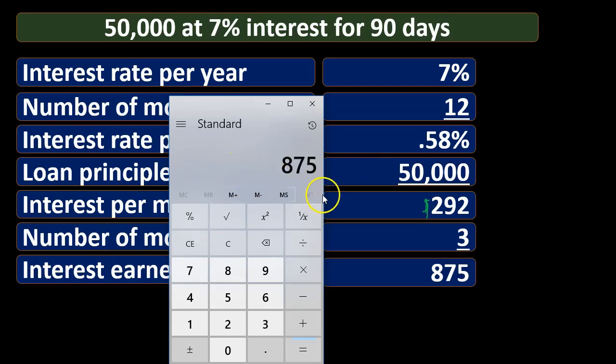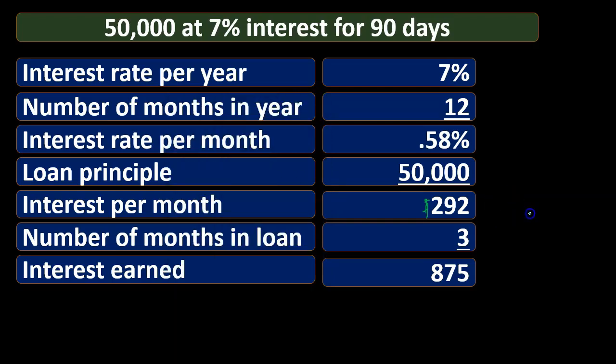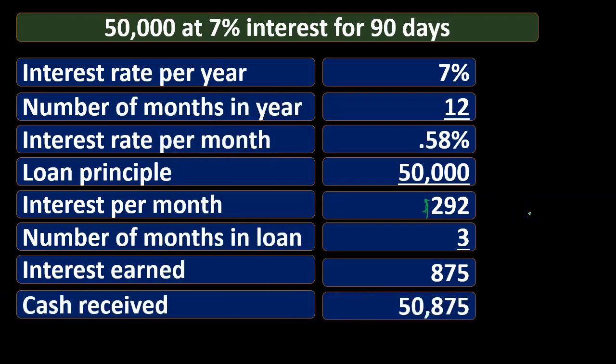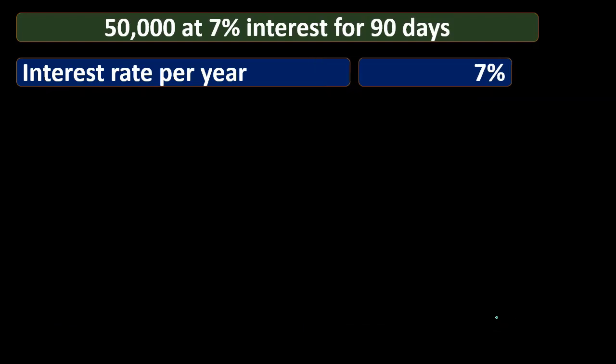And that's going to be our 875. And then if we take the 875 plus the 50,000 gives us that same 50,875. One more time, one more way, and then we'll stop this.